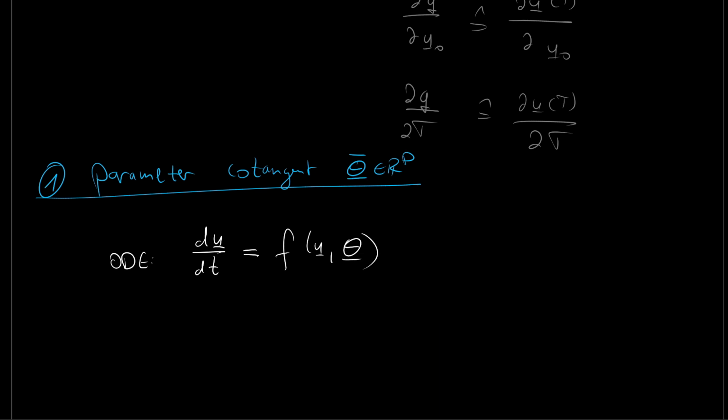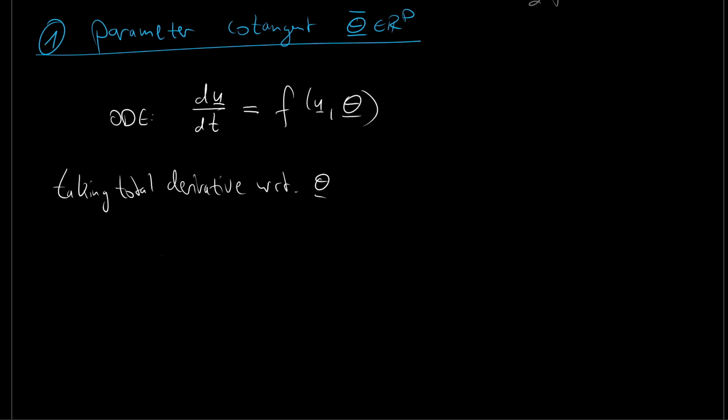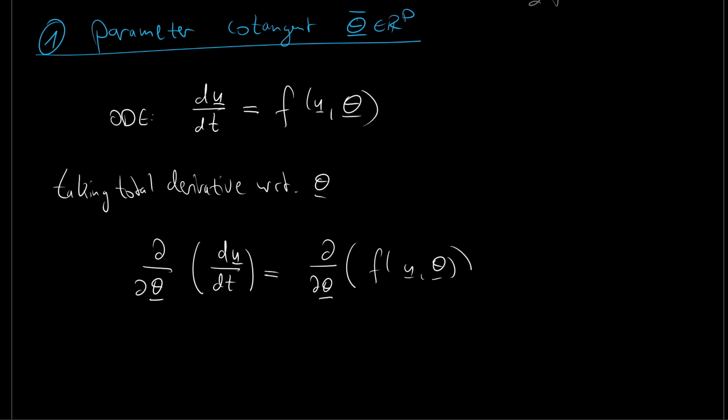And now taking this derivative, so let's say we are taking the total derivative with respect to the theta vector. So we will take the derivative with respect to theta on the left-hand side, which is the time derivative of u with respect to t, and then on the right hand side we have the derivative with respect to theta on f of u and theta. Okay, let's start with the left hand side.